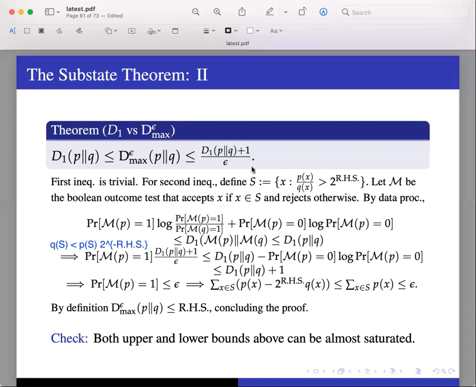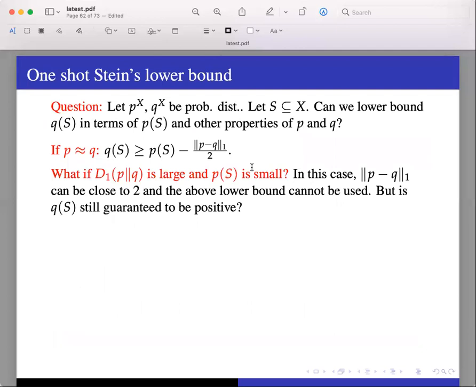Okay. Let's go. So Neha likes Sanov's theorem. Ishan was talking of Stein's lemma last time. So let's come to that.